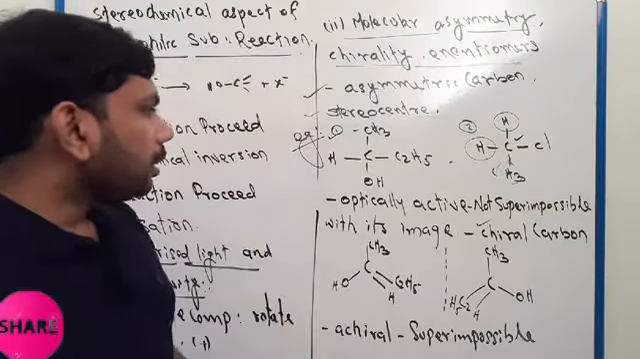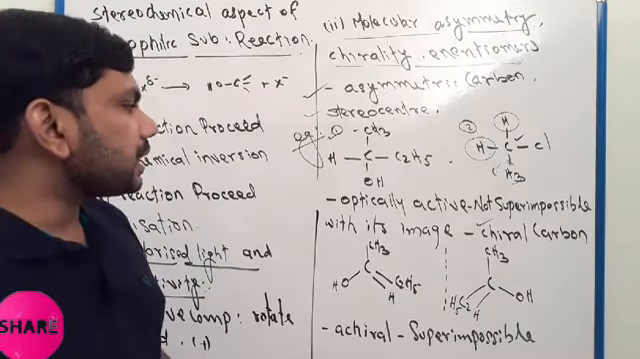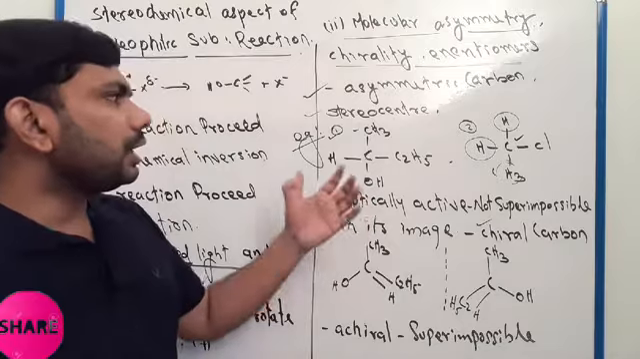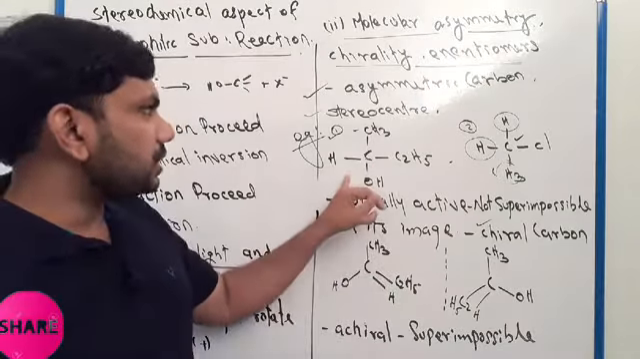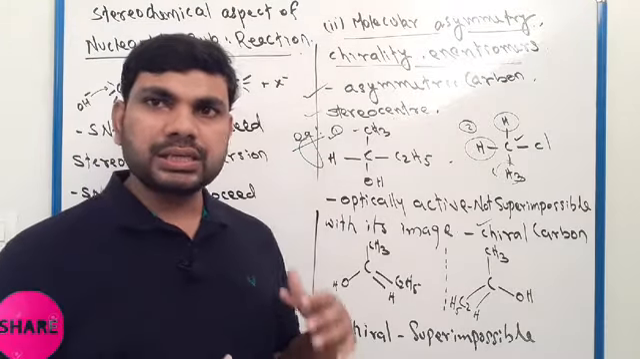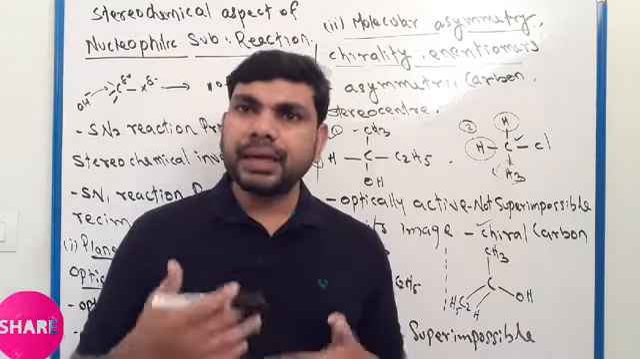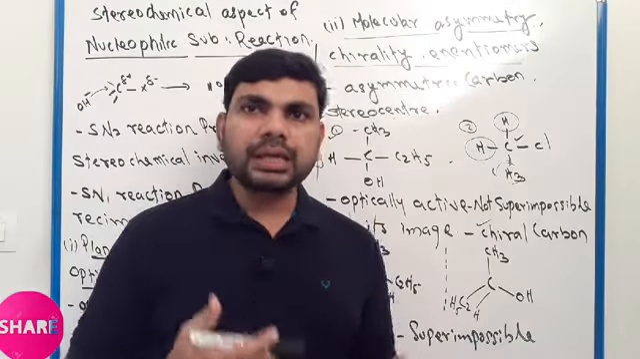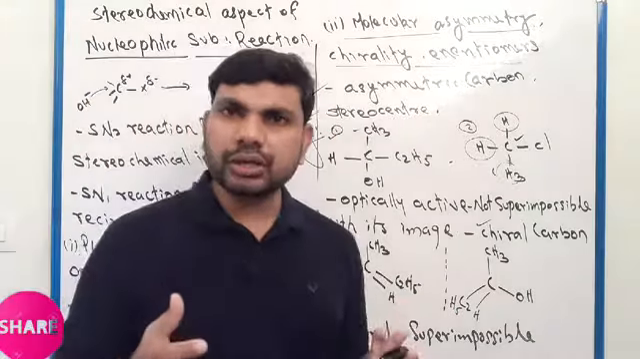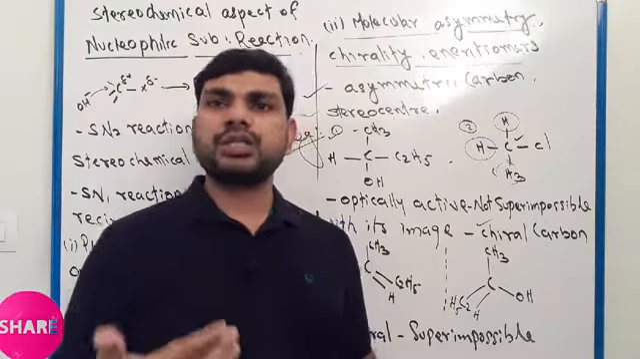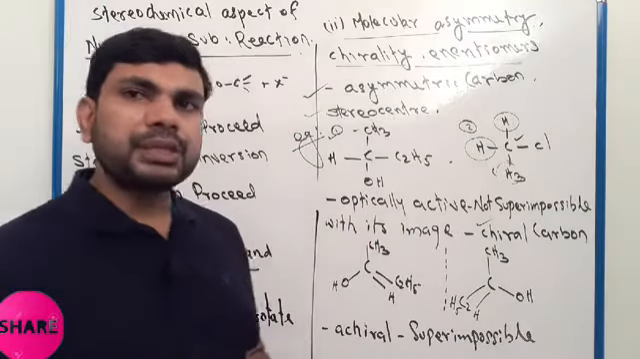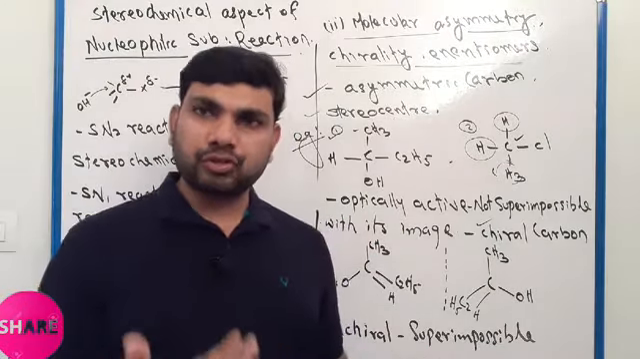Clear? Okay, after that we have to understand optical activity. The compound which contains stereo center or asymmetric carbon shows optical activity. We discuss optical activity here, plane polarized light. Optical activity we can discuss in another way: the compound which contains asymmetric carbon shows optical isomerism. So optically active compound means compound which contains asymmetric carbon.